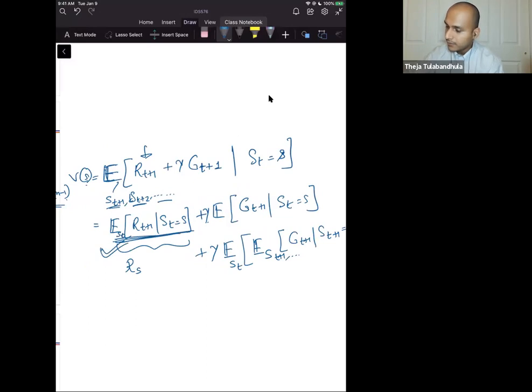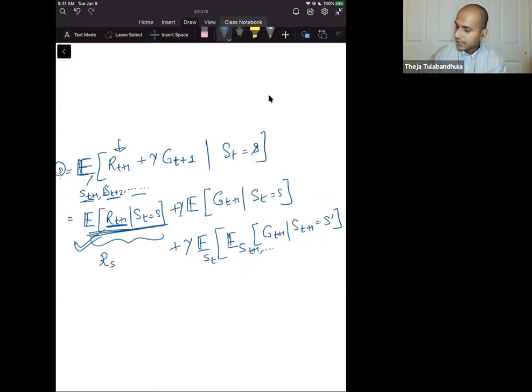So actually, this is expectation with respect to this random variable only. That's the only randomness left. But the second expectation here has all the remaining randomness still present, which is this underlying thing here. So this expectation still depends on S_{t+1}, S_{t+2}, and all that.